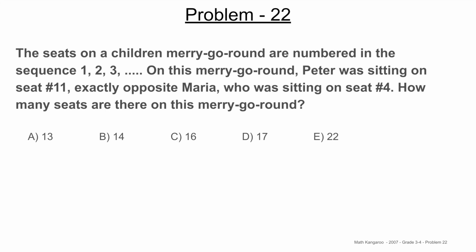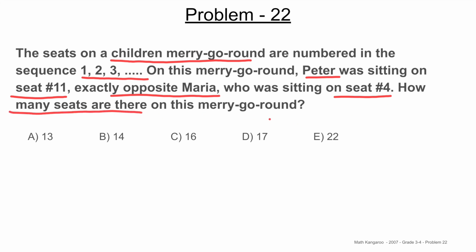Let us read the problem carefully and mark the key info. The seats on a children's merry-go-round are numbered in the sequence 1, 2, 3 and so on. On this merry-go-round, Peter was sitting on seat number 11, exactly opposite Maria, who was sitting on seat number 4. How many seats are there on this merry-go-round?